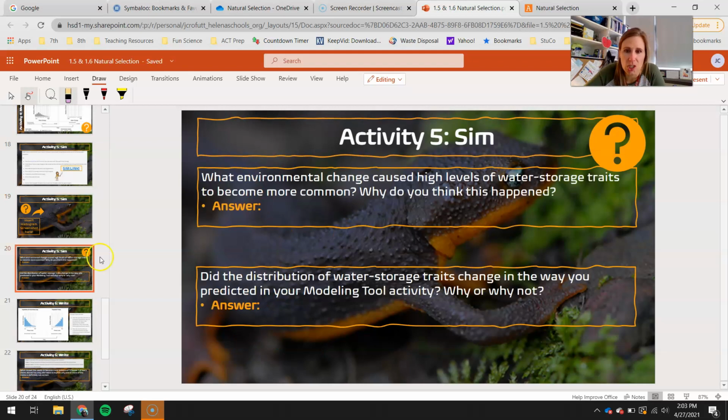What environmental change caused the high levels of water storage molecules? So maybe you were wrong in the sim, you were wrong with your model. You don't have to go back and fix it, but make sure you do figure out the right answer. Maybe it did the opposite of what you thought it would. Then go back and test what you think is the right answer just to double check that you are correct. Okay? And then, did the distribution of water storage traits change in the way you predicted in your modeling tool? So just address whether you were right or wrong with your prediction.